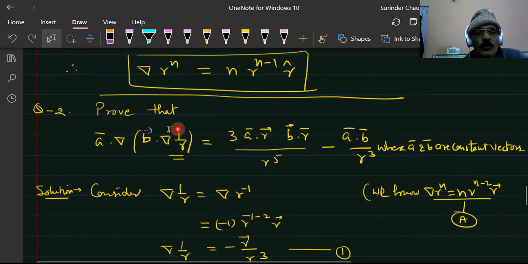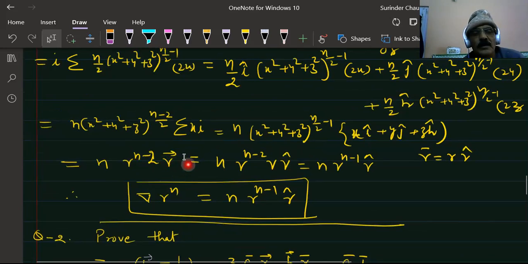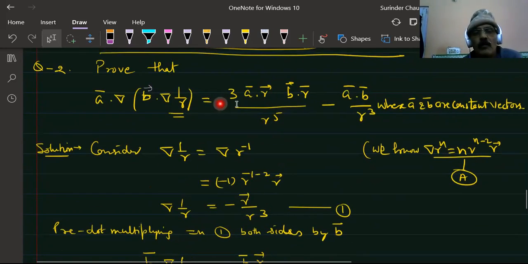Similarly, again, we take the left hand side and do it step by step. What is the gradient of 1 by r? This is the formula: gradient of r to the n is equal to n r to the n minus 2 times r vector. So generally we write in vector form, not in component form. Substitute this value. So the gradient of 1 by r is minus 1 times r vector upon r cube.